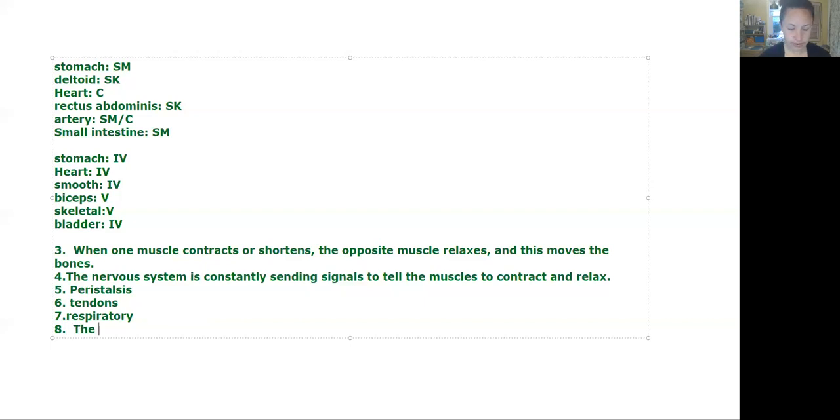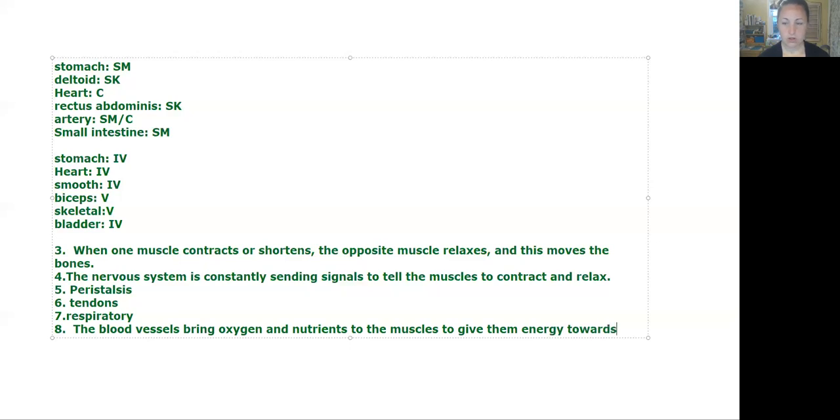Okay, so we're going to say that the blood vessels bring oxygen and nutrients to the muscles to give them energy towards doing their functions. Without that energy, without those nutrients and oxygen, your muscles can't function. They can function to a degree, over a period of time, but the longer you go without nutrients and blood and oxygen, the less your muscles are going to function, and they'll eventually stop working. So it's really important to make sure that you are hydrated, to make sure that you are eating proper foods, especially if you're doing big activity things.